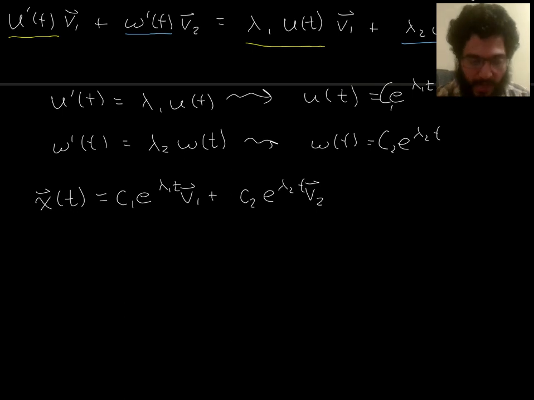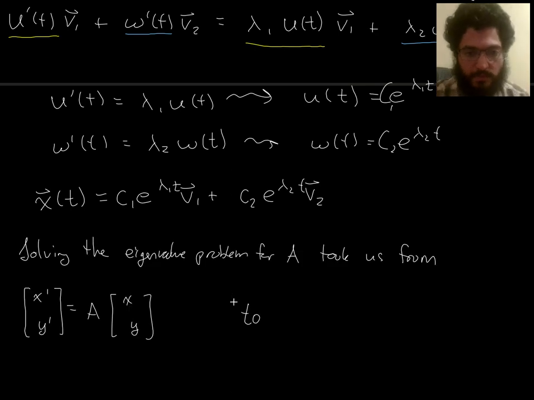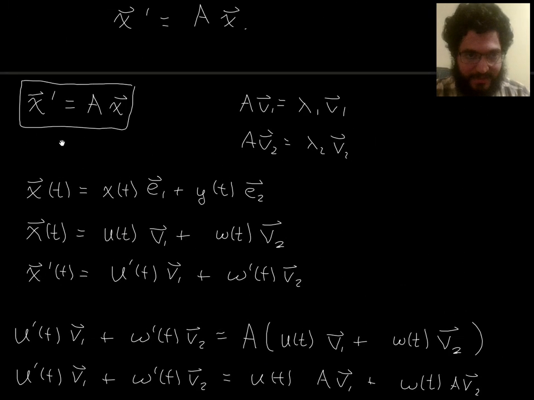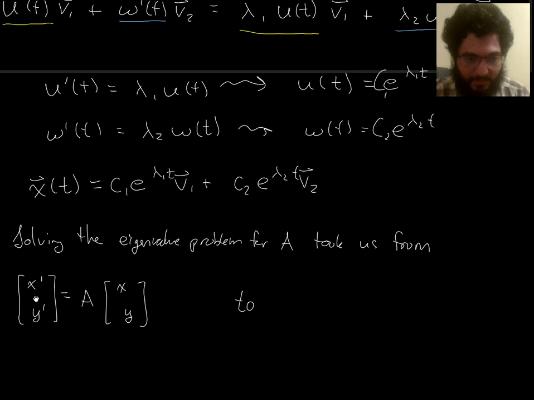So what has happened is, by solving the eigenvalue problem for A, we've gone from this system, so this is sort of x vector, x with a vector symbol above it, prime, equals A times x with a vector symbol above it. These are just these vectors that consist of x prime, y prime, x, y. So we've gone from this, where A might not be such a great matrix, to this.